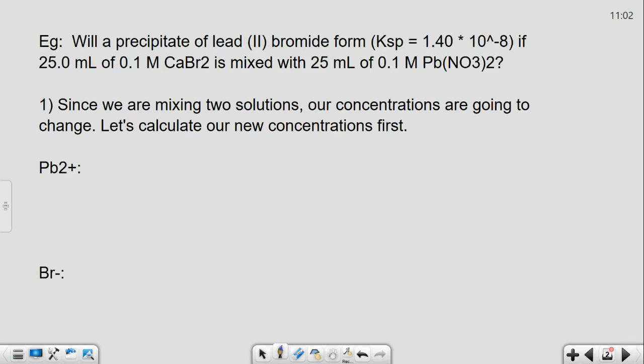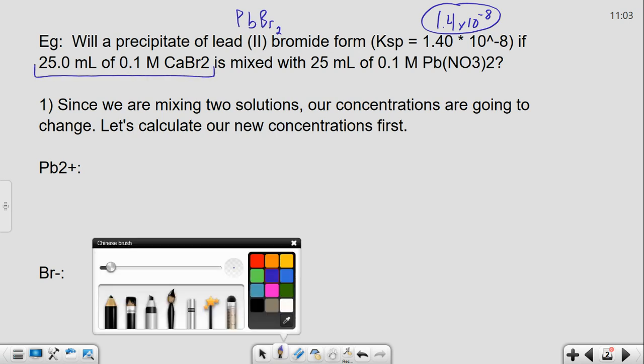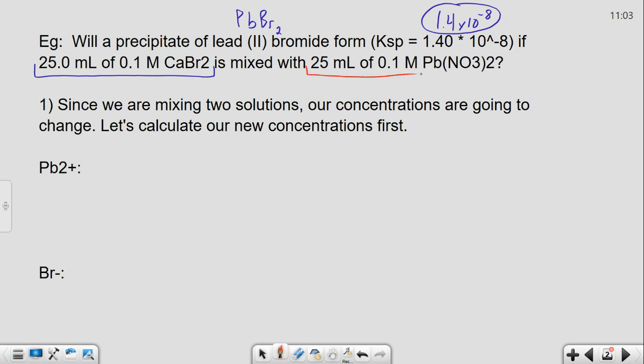So let's hop in. Will a precipitate of lead 2 bromide form, and here's your KSP, it's 1.4 times 10 to the negative 8. So that's what KSP is supposed to be. So will a precipitate of lead 2 bromide form if I'm giving you 2 chemicals? I give you 25 milliliters of 0.1 molar calcium bromide, and I give you 25 milliliters of 0.1 molar lead 2 nitrate.